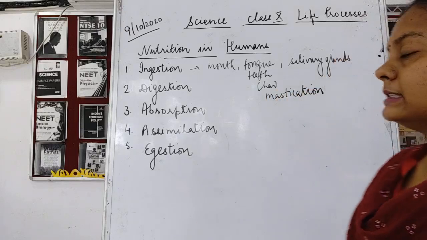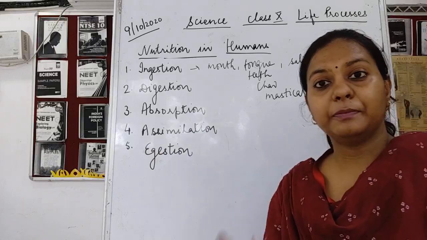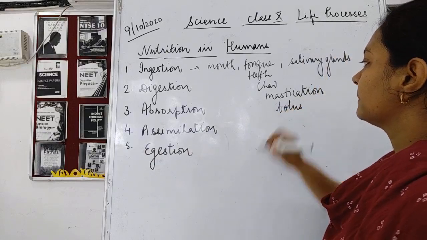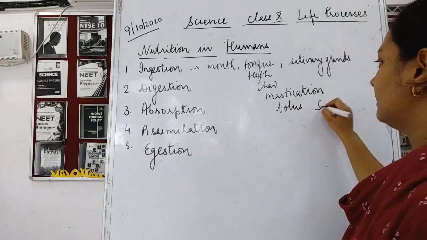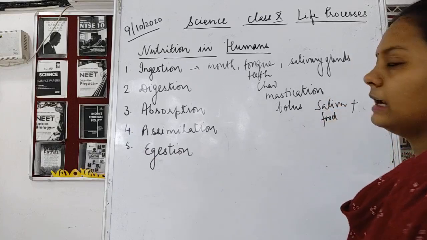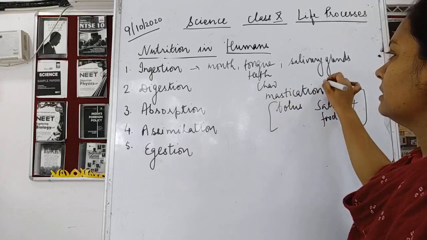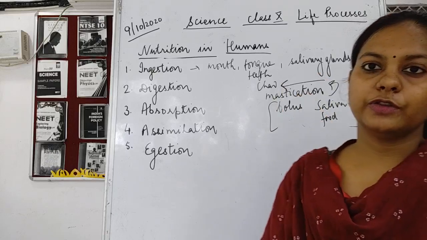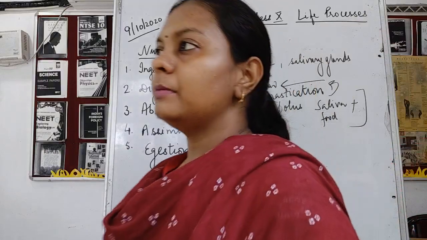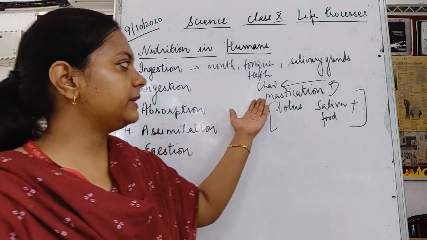Because of mastication, a thick paste is formed once the food is chewed, and it is said to be bolus. It is mixed with saliva. Food mixed with saliva is said to be bolus, which is because of the process called mastication, and mastication is nothing but the chewing of food. Please remember, when we are eating the food inside the mouth, we are chewing it. In other words, it is said to be mastication.